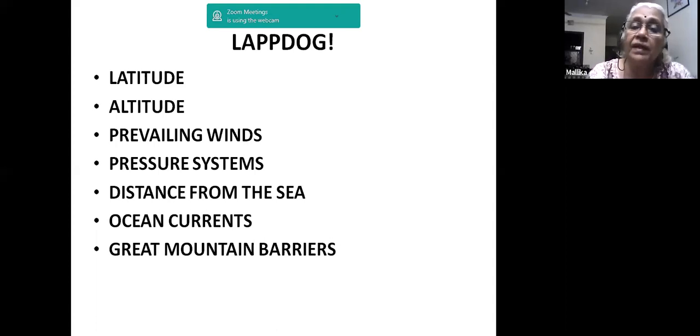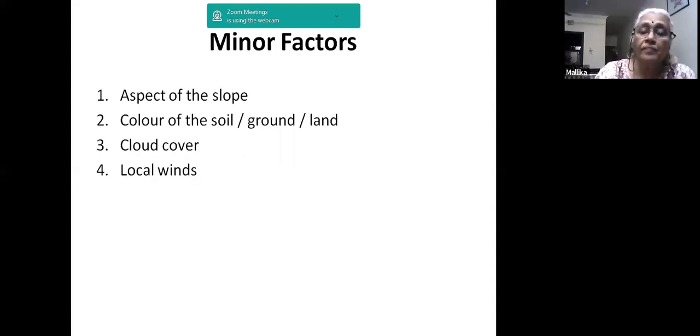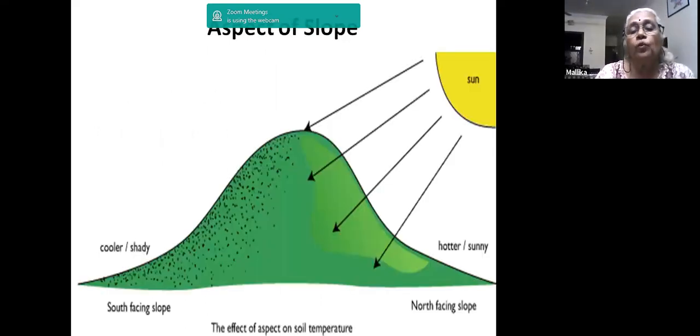So finally, we have some minor factors. So what are these minor factors? First one is aspect of the slope. So what do you mean by aspect of the slope? It is which direction that slope is facing.